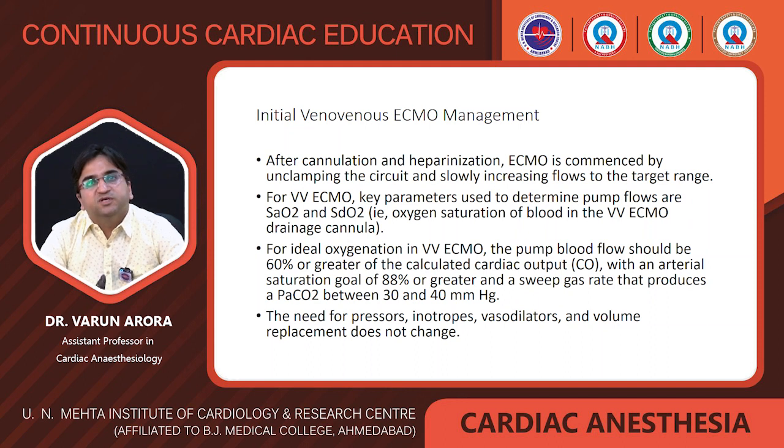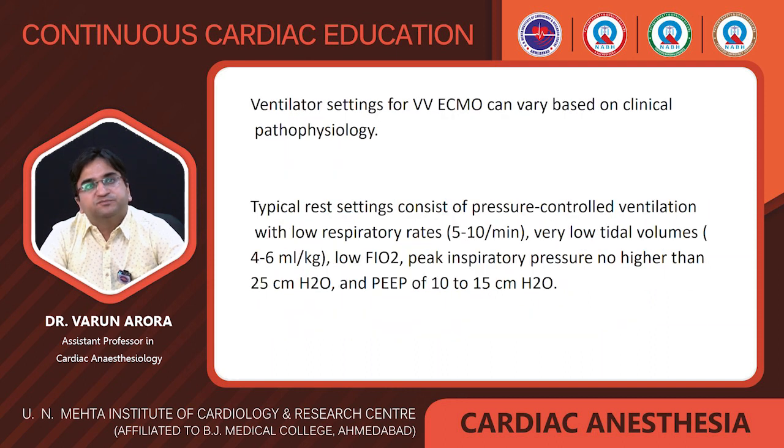For VV ECMO, the parameters used to determine the pump flow are arterial oxygen saturation and the oxygen saturation of blood in the VV ECMO drainage cannula. For ideal oxygenation on VV ECMO, the pump flow should be 60% or more of the calculated cardiac output, with an arterial saturation goal of 88% or greater and a sweep gas rate that produces a PaCO2 between 30 to 40 mm mercury. The need for pressure, inotrope, vasodilator and volume replacement does not change.